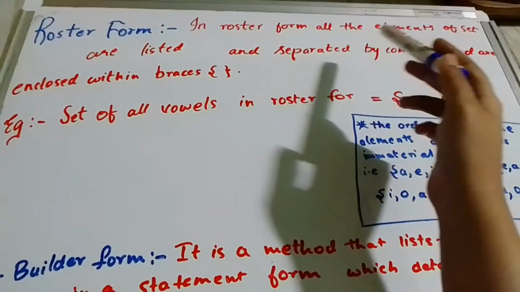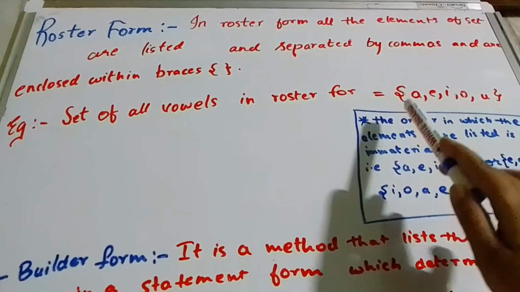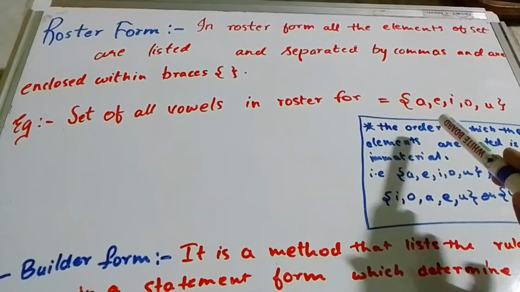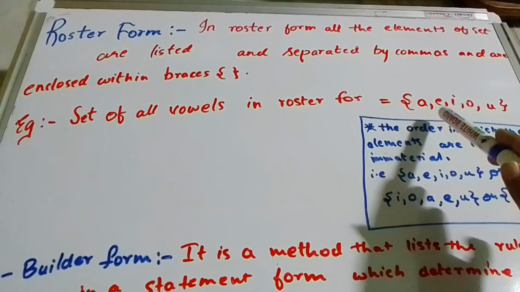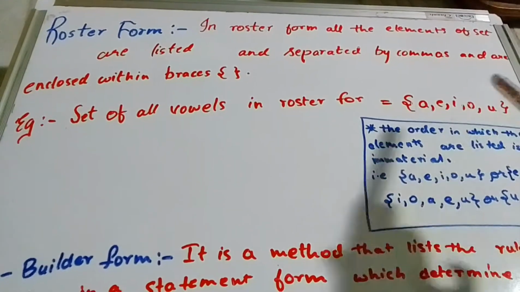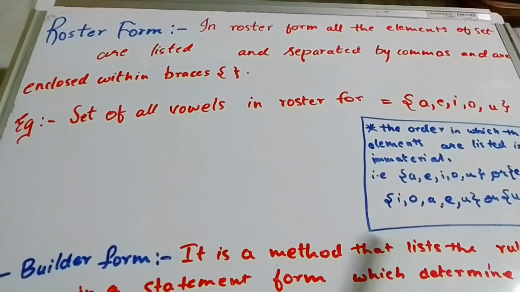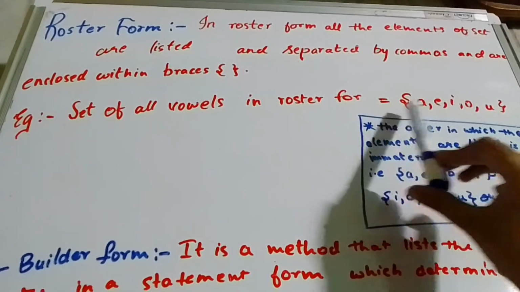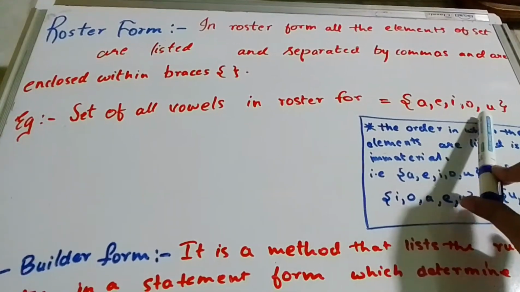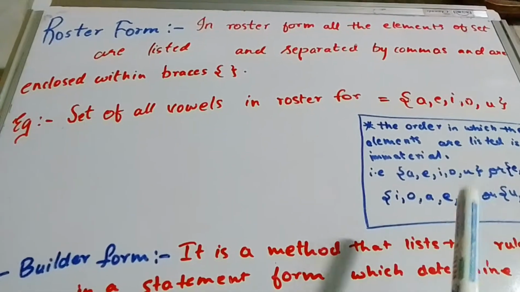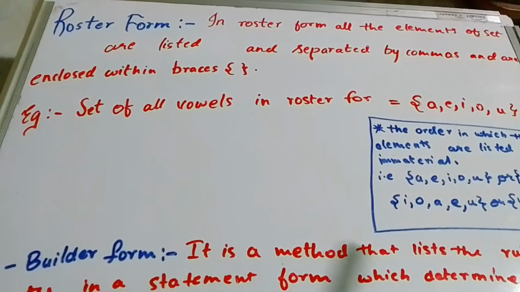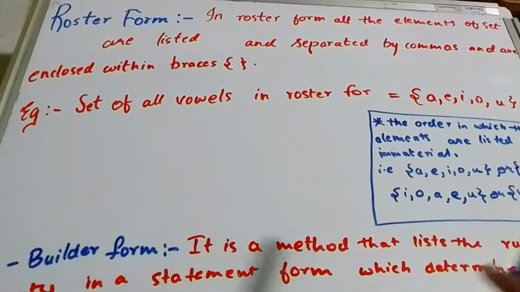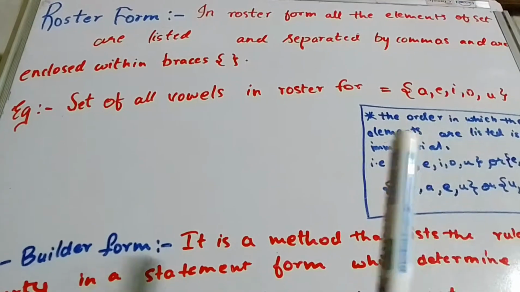In roster form, all the elements of a set are listed, such as A, E, I, O, U. A is an element, E is an element, I is an element, O is an element, U is an element, and they are listed and separated by commas and enclosed within brackets. They must be separated with commas, or else they'll become an entity, as I've discussed in previous videos.